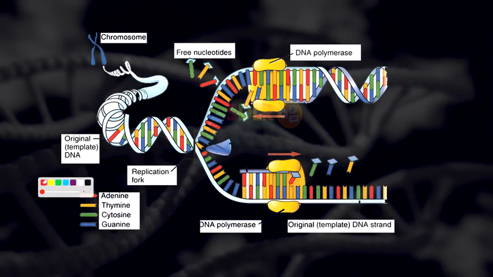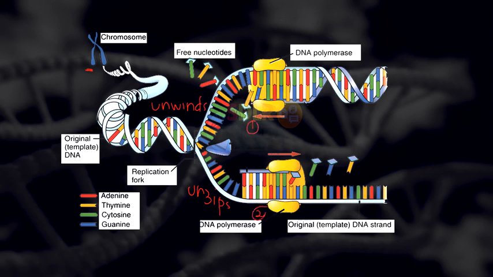The following slide shows us exactly how this would look, giving a little bit more detail about the process. There's our initial chromosome containing DNA. Here, it unwinds. Here, it unzips. These are our two strands, 1 and 2. And these are our new strands being built.